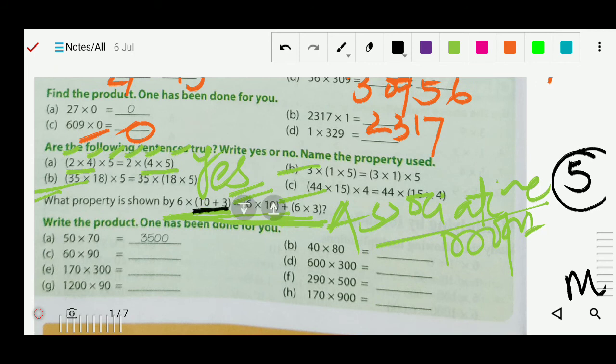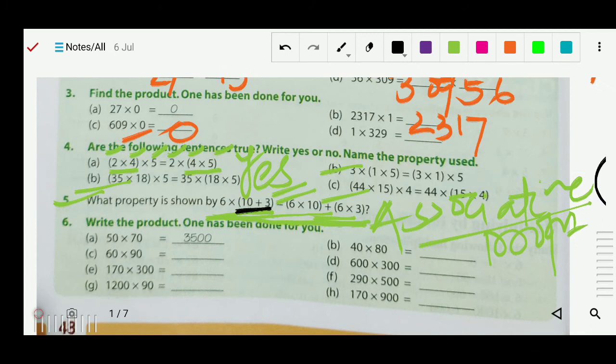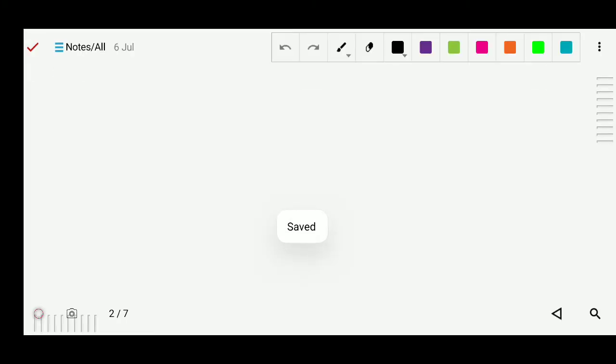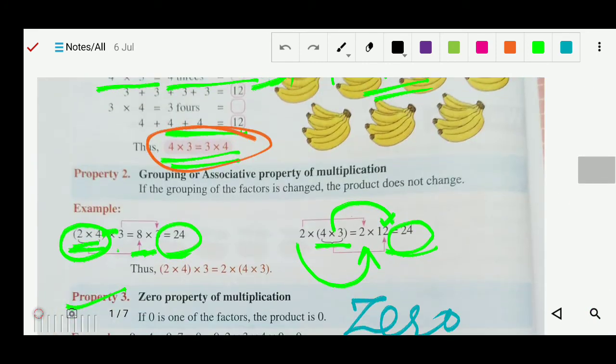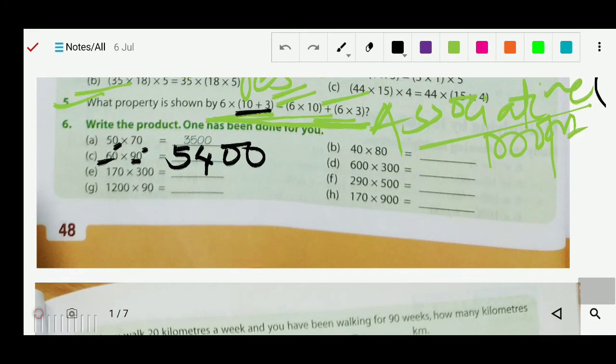Now next, question number 6, write the product. You can multiply and write, very easy, because these are multiples of zeros only. 6 into 9, you multiply first. 6 nines are 54. Then how many zeros are there? Count: here is 1, here is 1. Likewise here also, 12 into 9, you multiply and count the zeros and write there. Likewise you can solve all of this.